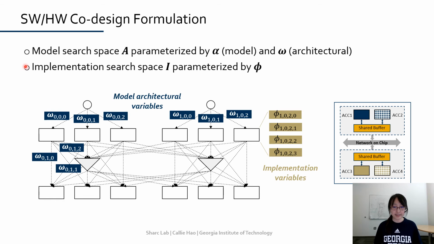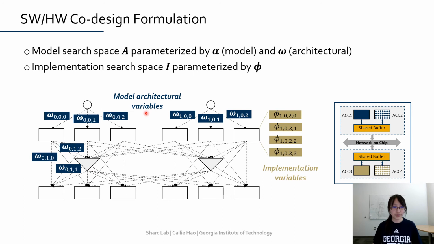Similarly, there are two sets of parameters. We have model search space A parameterized by alpha and omega, and we have this implementation search space I parameterized by phi. So here I'm giving an example design space for a multitask learning search. We can try to decide how to design the neural network architecture for each task and try to decide when and how to fuse or to exchange information across two tasks. So this is the fusion operation.